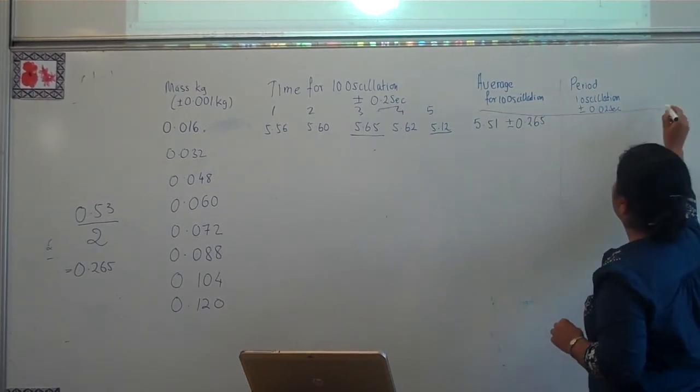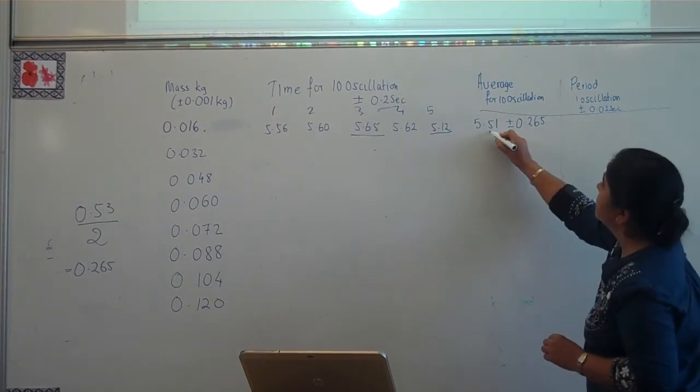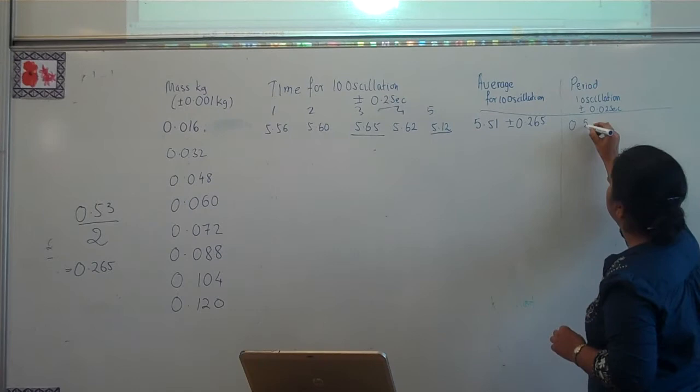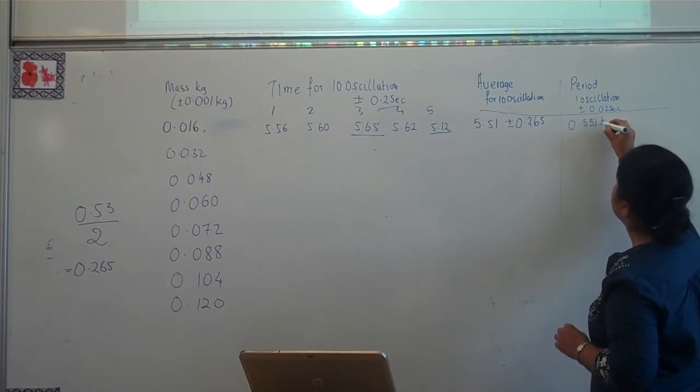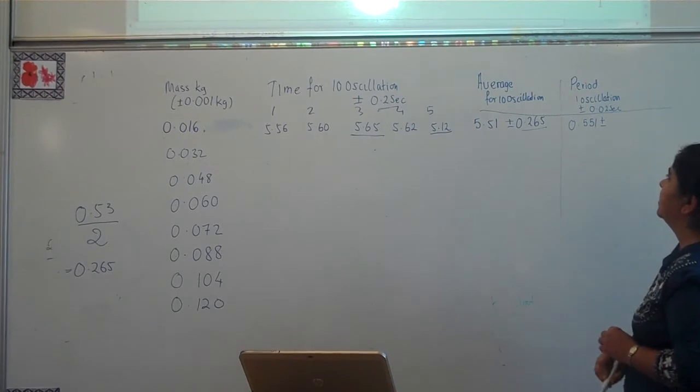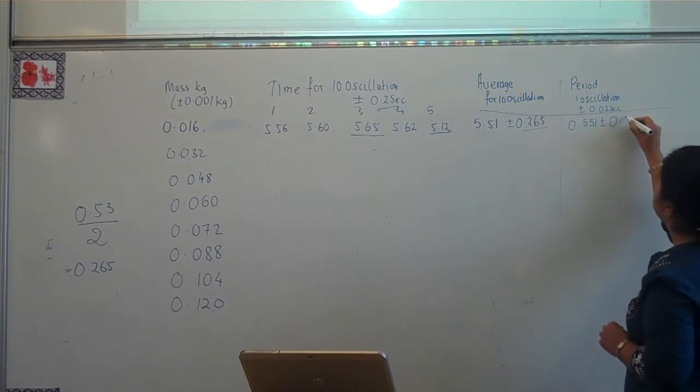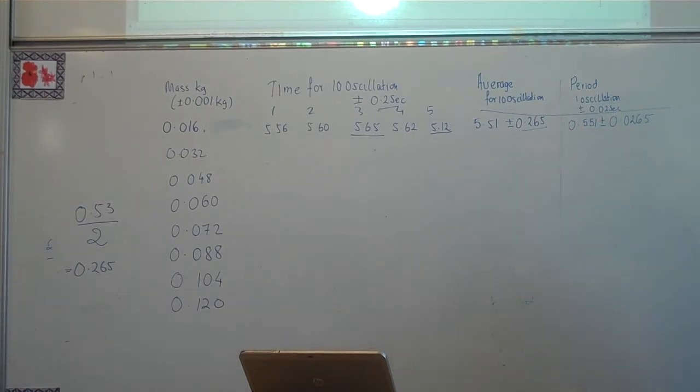So those are your rows. Then this one will stay. This divided by 10 is 0.551. Plus and minus. This also gets divided by 10. So it becomes 0.0265. Now I'm not going to leave them like that. Instead, I'm going to round them. So when we round them, the first thing is we are going to look at the uncertainty. Uncertainty is always written in one significant figure only. Okay. So what will be the final rounding for uncertainty there?